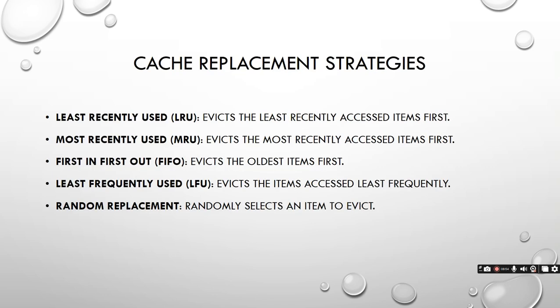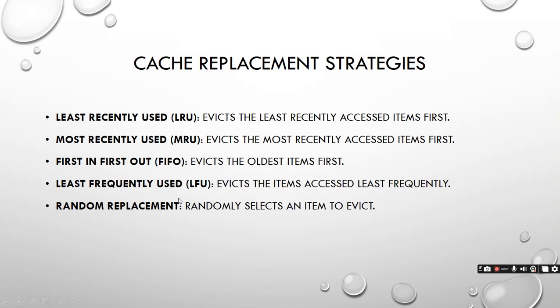Next, we're going to talk about the cache replacement strategies or cache eviction strategies. First, we have least recently used. It evicts the least recently accessed item first. I think most of these replacement strategies are self-explanatory. You can just read through them and understand how they work. Most recently used evicts the most recently used item first. First in, first out is like the queue system. The least frequently used evicts the item that is accessed least.